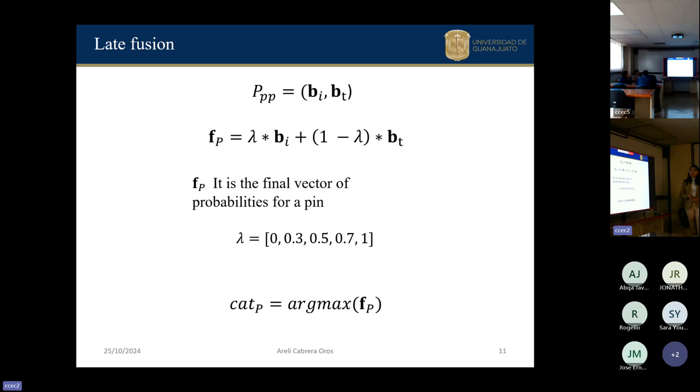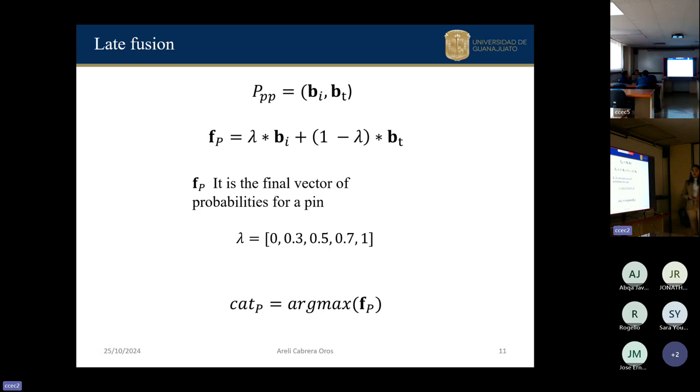At this point, we have 2 feature vectors, one from image and one from text. We have the probability vectors, and we applied a weighted sum using a lambda factor. This lambda factor takes values 0, 0.3, 0.5, 0.7, and 1.